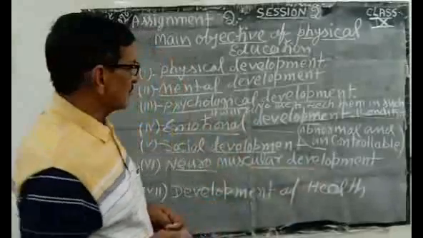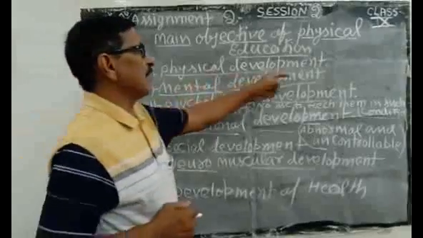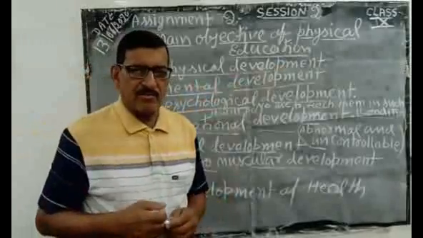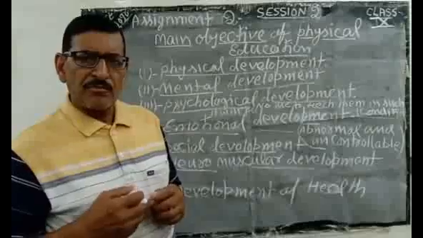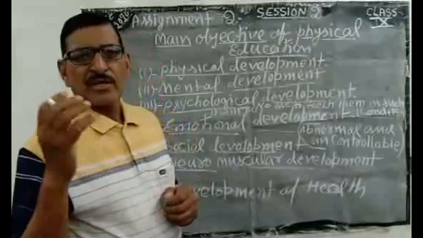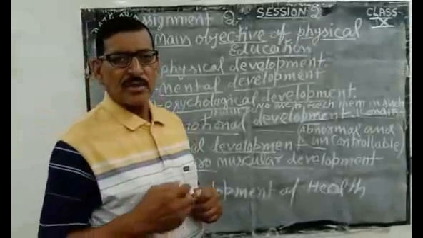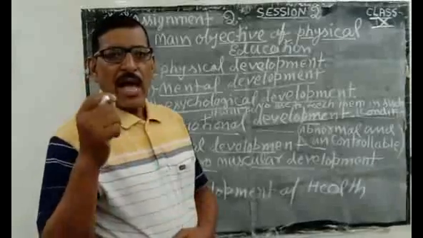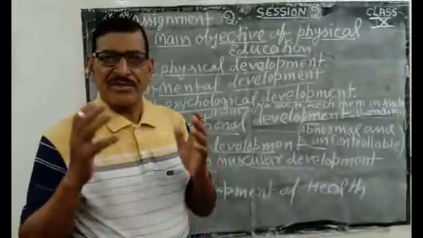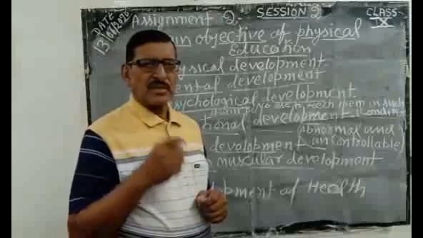Now, children, we will consider physical development. Children, physical development is the development of organ systems, such as the muscular system, skeletal system, respiratory system, excretory system, circulatory system, and digestive system.